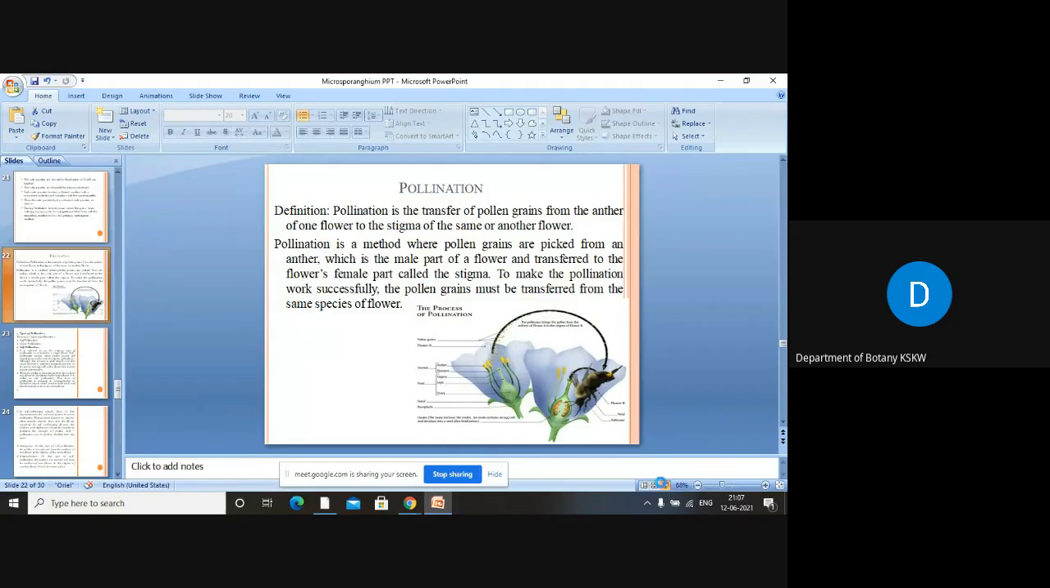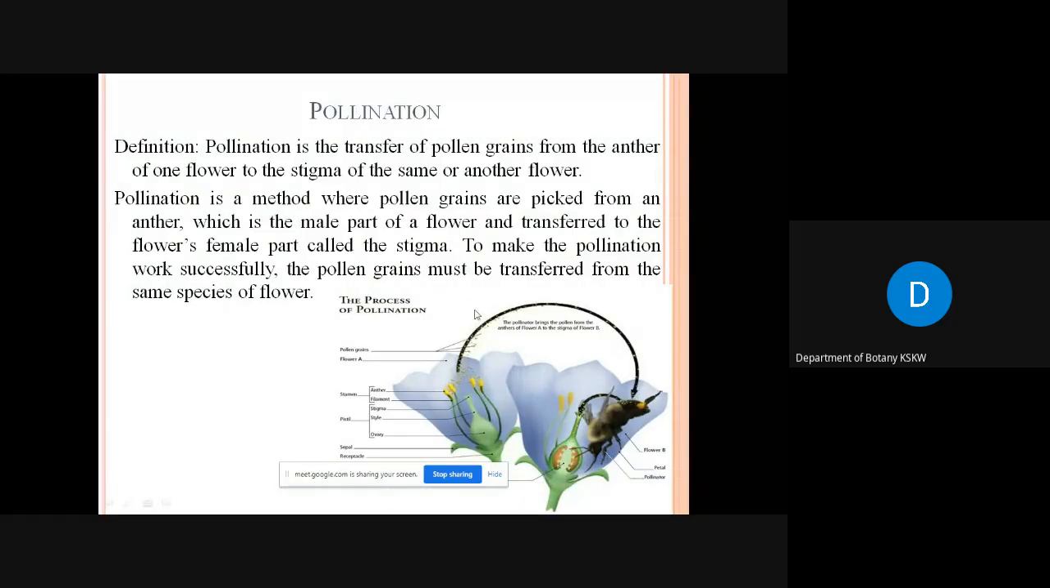Next chapter is on pollination. Now, pollination is the transfer of pollen grains from the anther of one flower to the stigma of the same or another flower. It is a method where pollen grains are carried from an anther, that is the male part of a flower, and transferred to the female part of the flower, that is the stigma.